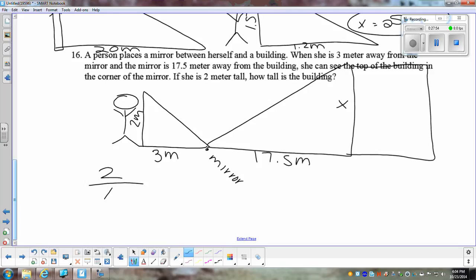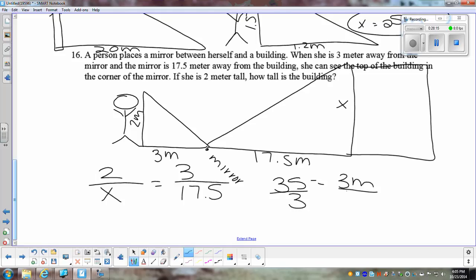Okay, height of the person over the height of the building. Distance from the mirror over distance from mirror to building. Cross multiply. 17.5 times 2. 35 equals 3x. Divide by 3. X is 11.666 meters tall.